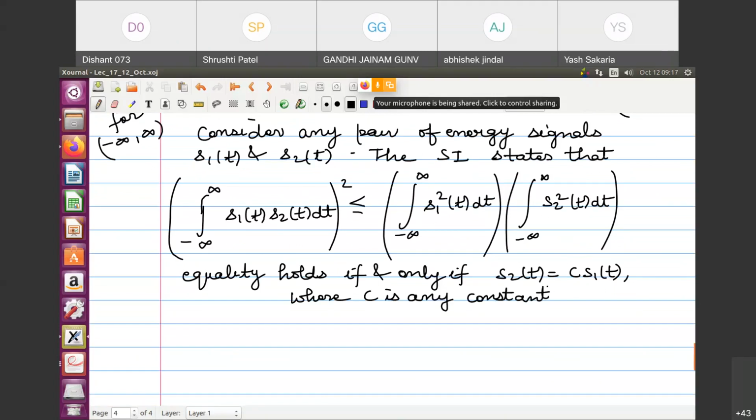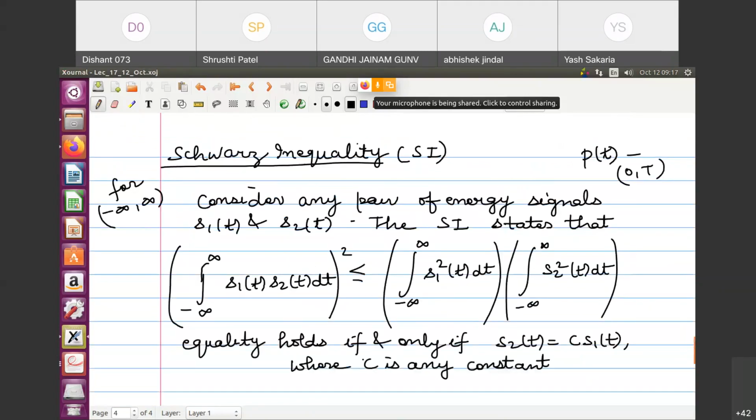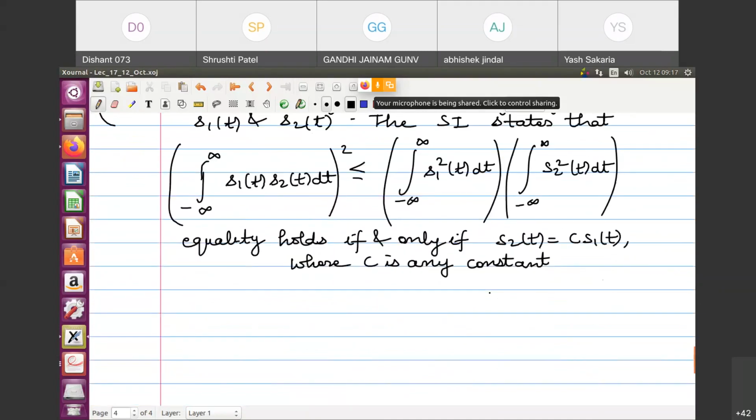So first of all, the question is why are we studying it here? Because the proof of this we will give by projecting S1t and S2t. You can project it by drawing an analogy between S1t, S2t and their vector representations in the signal space. Means if we replace S1t, S2t with their vector representations, then you can prove this inequality. So that's why we are studying this.